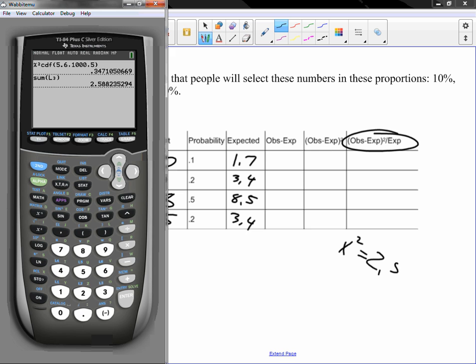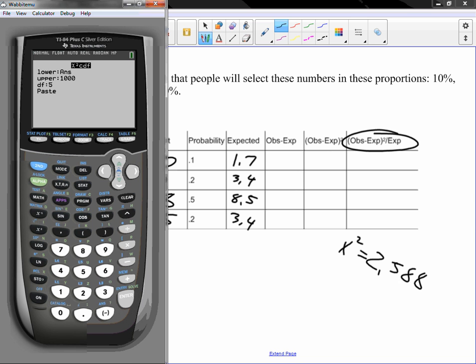It's 2.588. How many degrees of freedom do we have? 3, because how many different categories were there? 4, so 3 degrees of freedom. So I'm going to go second distribution. I'm talking about a chi-squared cumulative, so it's a CDF. And I'm going from, here's my statistic. I'm going to put in my answer.